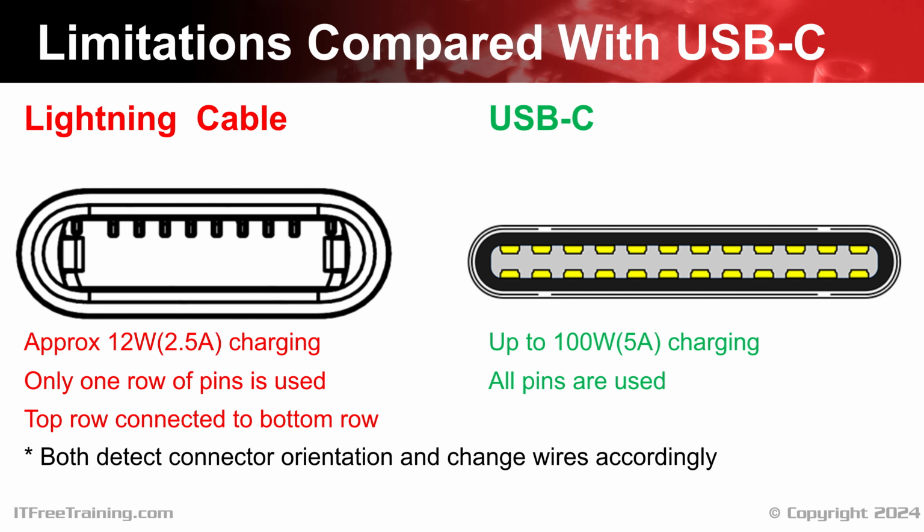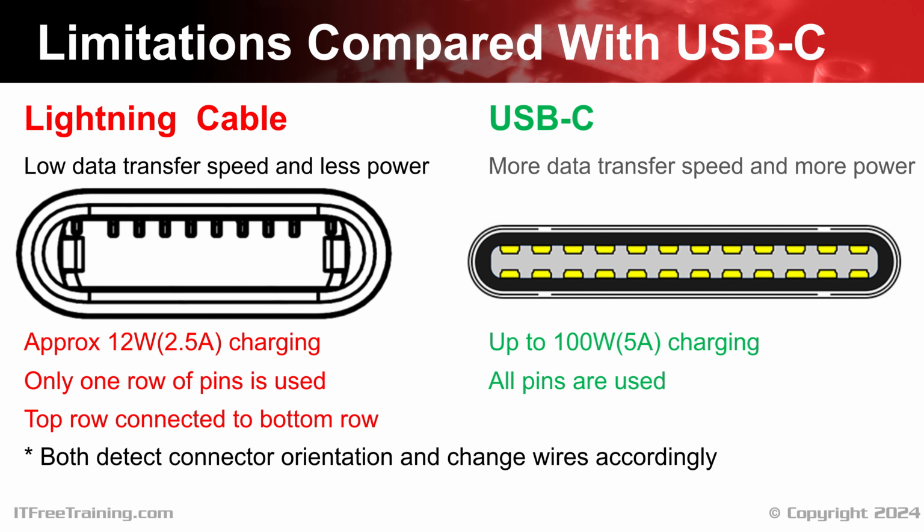Essentially, both connectors detect the orientation the cable was plugged in and make changes to what is sent on particular wires. A Lightning cable uses an older signaling technique and thus is limited to the speed it can send the data at. In contrast, USB-C uses a more modern signaling technique called differential signaling, which allows higher bandwidth. Thus, the Lightning cable with fewer pins and an older signaling technique means lower data transfer speeds and less power. USB-C with more pins and faster signaling translates to higher data transfer and more power.